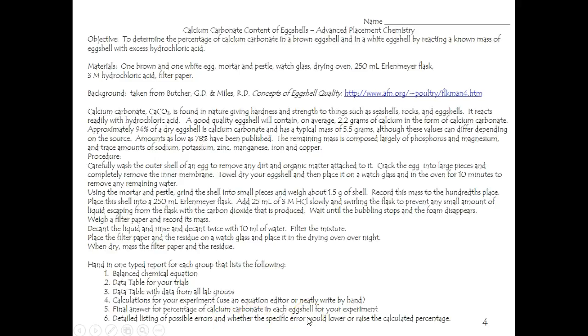But not just errors could have included blah, blah, blah. That's not enough. You also have to include how that error would affect the experiment. Would it raise or lower the calculated percentage? That's a big thing. A lot of times people don't do that, so be sure to also include the result of your error if it occurred. Okay, this is the eggshell lab.